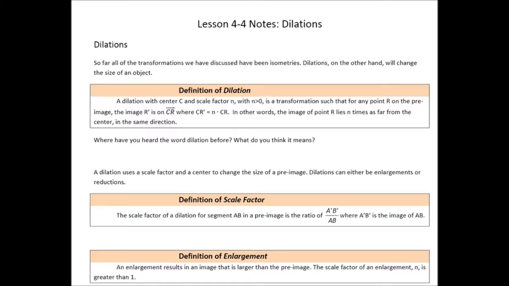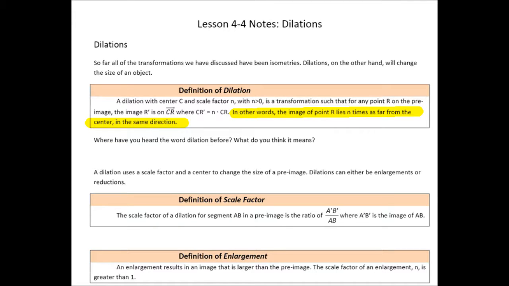A dilation has two major components, a center and a scale factor. A scale factor is what affects the size of the image. If you have a scale factor of 2, for example, the image will be twice as big as the pre-image. A scale factor of 10 will be 10 times as big as the pre-image. That will also affect how far away the image is from the center. With a scale factor of 2, the image will be twice as far away from the center as the pre-image was. So the distance from the center will be multiplied by the scale factor, as will the size of the image.